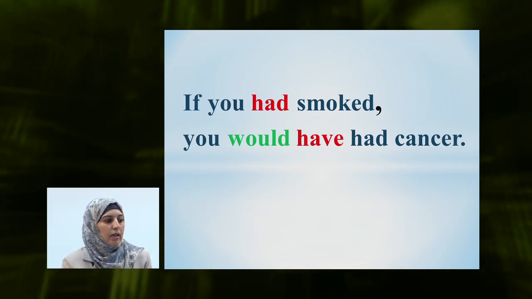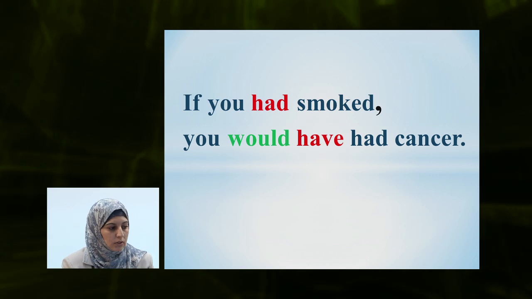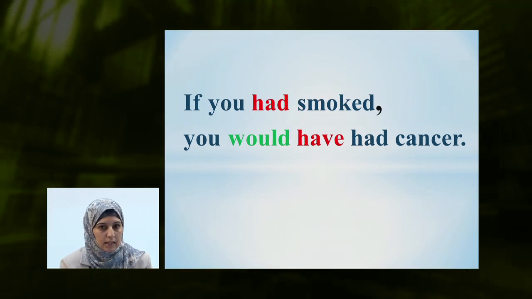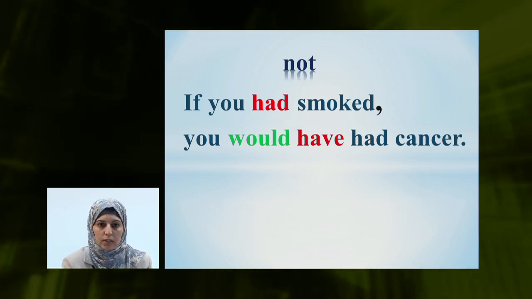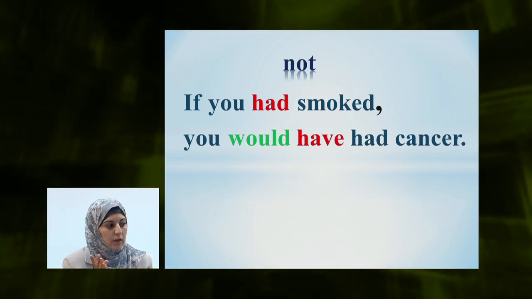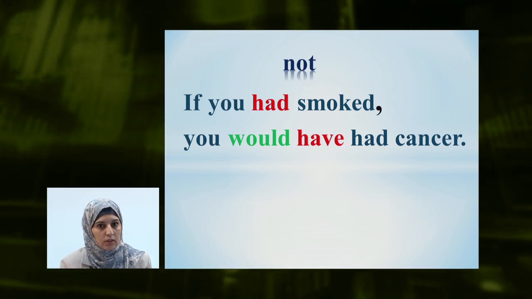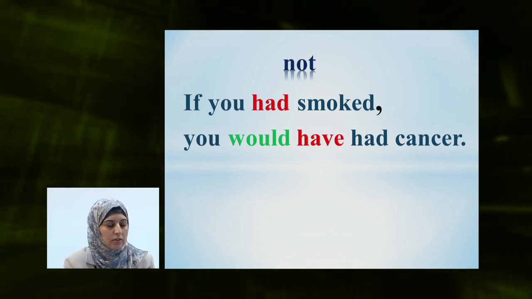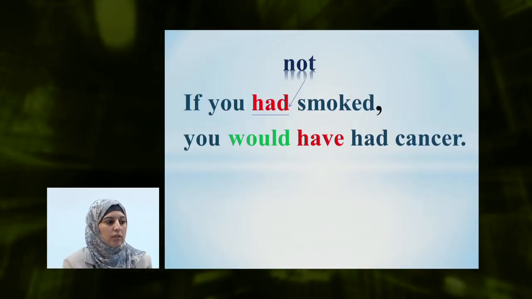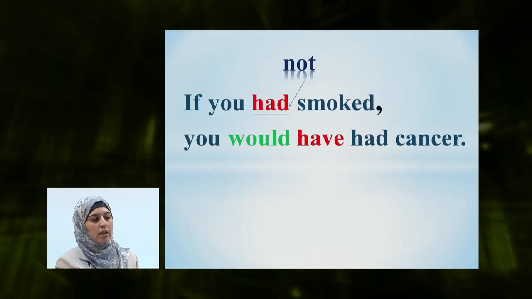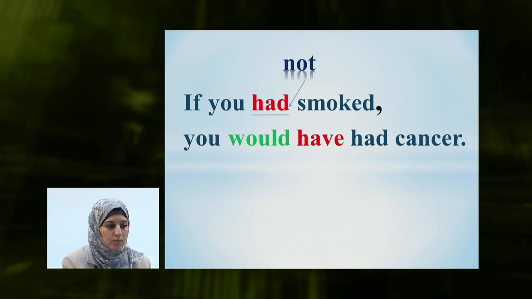Note also, if you had smoked, you would have had cancer. I want to add the negative form to these two clauses. Now, if you had smoked, where should I add the not? Of course, you should add it to the auxiliary verb, which is in this sentence had. So, not goes to had. You say, if you had not smoked.